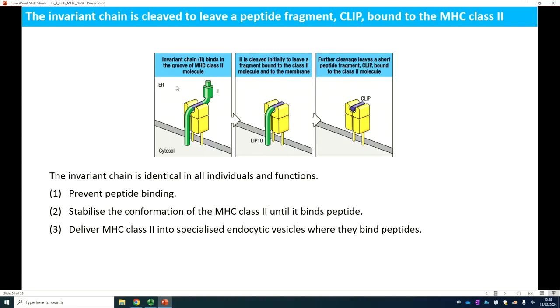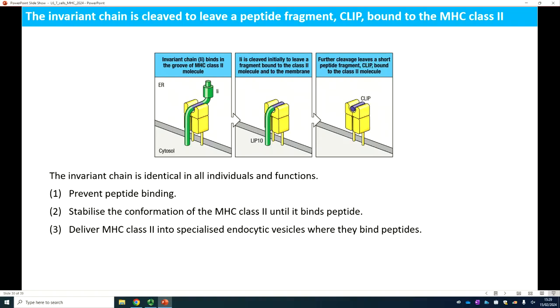So just to zoom in a little bit more on the invariant chain. You can see here we've got MHC class 2 associated with the invariant chain. Initially it's cleaved at this end, so it just leaves behind this fragment, and then we get further cleavage as well, so that we're ultimately left with the clip fragment. So the invariant chain plays a really important role in stabilizing that MHC class 2 before it's bound antigen. And then also the clip fragment prevents peptide binding too early, so that we only get peptide binding once we're in a vesicle with peptide.